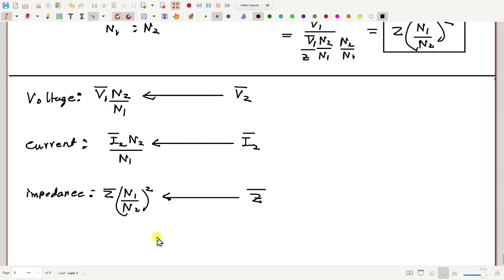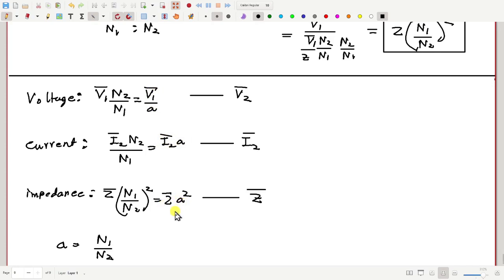Okay, so let me just use a simpler notation. Let me call A equal to N1 by N2, then this becomes V1 by A, this is I2 A, and this is Z A square. So you see a transformer divides the voltage by A, multiplies current by A, and impedance by A square.